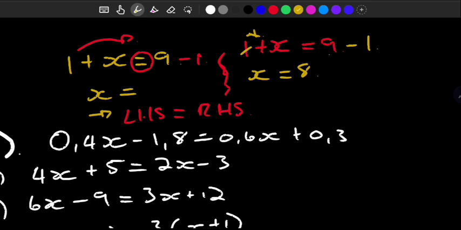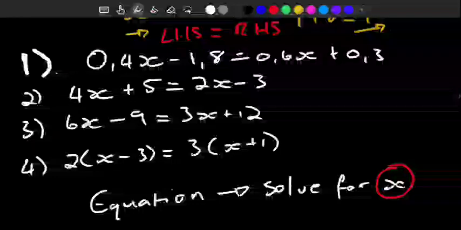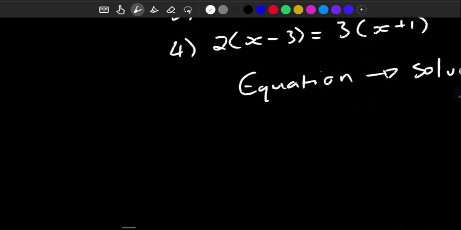Then always remember, you're doing equations, so it's always easy to test your answer. Substitute your answer, the value of x, back into the question. There we had 1 plus x equals 9, so we say 1 plus, in the place of x you put 8, equals 9, right? Then you have your answer there. I want us to quickly go through these 4 examples to test your understanding and ensure that you're able to do these come exam time.